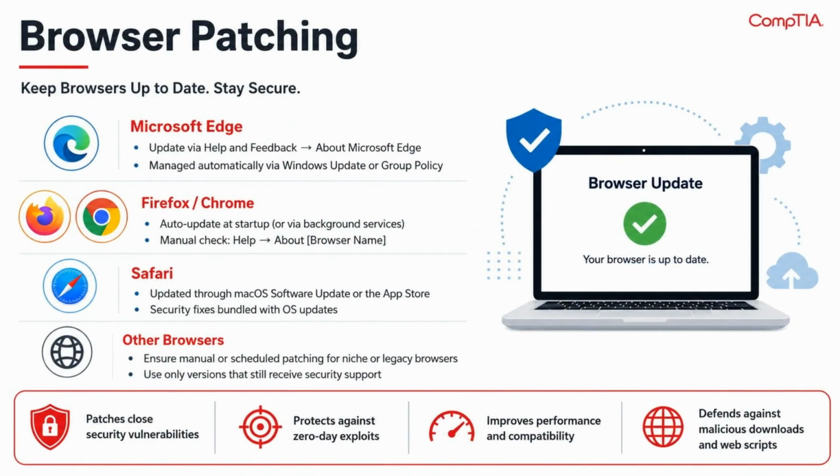Regular browser updates patch vulnerabilities, close zero-day exploits, and improve performance and compatibility, critical for defending against drive-by downloads and malicious web scripts. Microsoft Edge updates through Help and feedback, About Microsoft Edge, managed automatically via Windows Update or group policy. Firefox and Chrome auto-update at startup, with a manual check available through Help, About. Safari updates through macOS Software Update or the App Store. For other, niche or legacy browsers, ensure manual or scheduled patching, and only use versions that still receive security support.